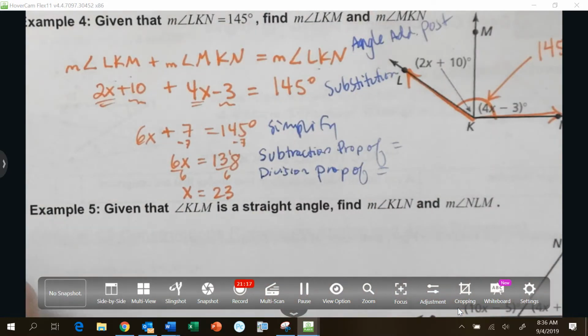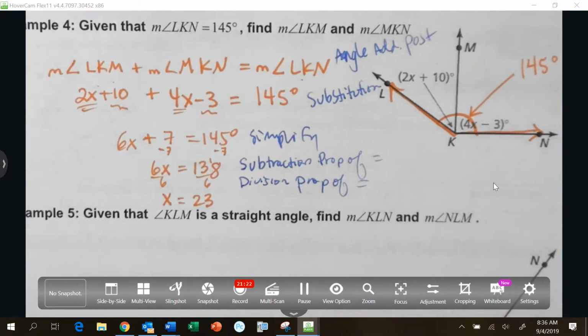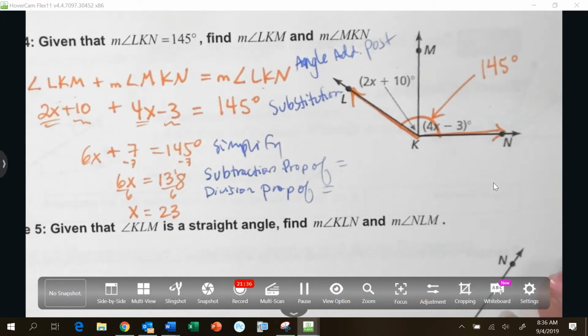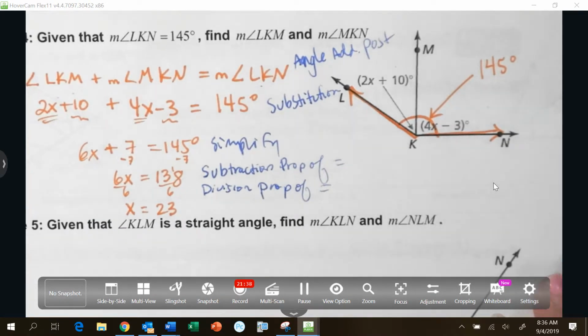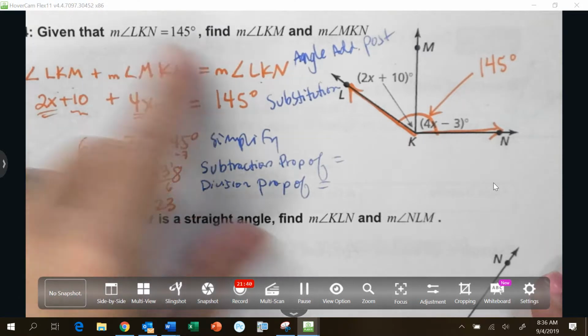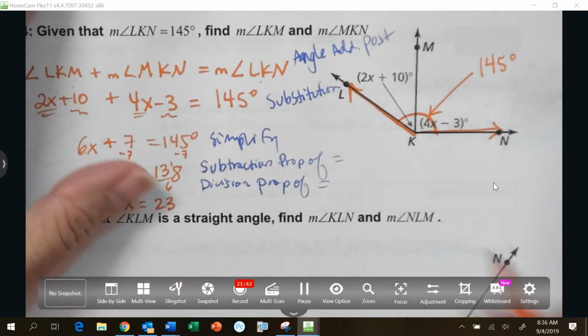And I get 23. Am I done? I'm all done. I found x. I'm not done? But I found x. John? You need to first substitute 23 into LKM and MK, because it doesn't just say find x, right? We have to read our directions. Some people stop there because they think it's always find x. But no, this says find the angles. So yeah, we're going to use substitution.